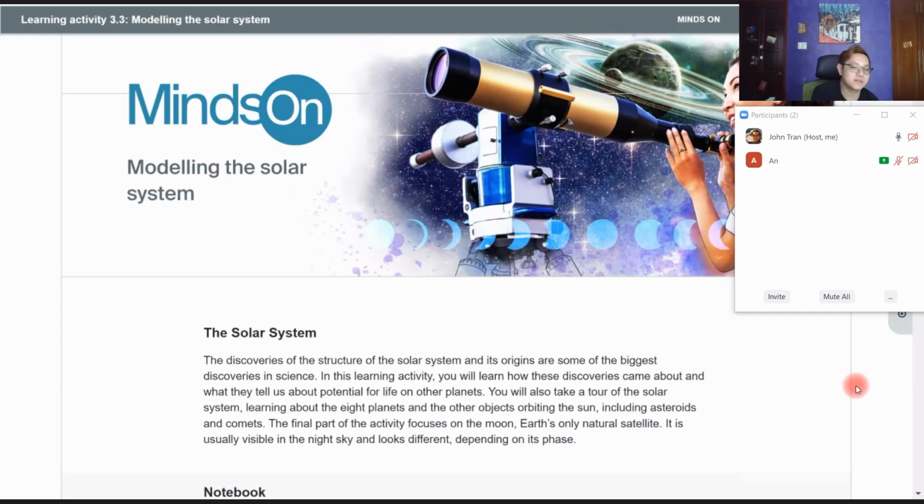Okay, the solar system. Now we're moving on to the solar system. Okay, modeling the solar system.